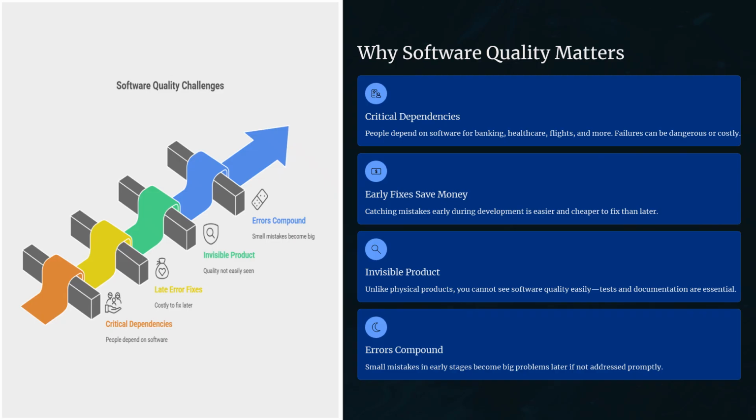Why does software quality matter? People depend on software. Banking, healthcare, flights, education, everything runs on software. A small error can cause huge damage. Fixing early is cheaper. A bug found during development might take minutes to solve. The same bug found after release can cost weeks of effort.